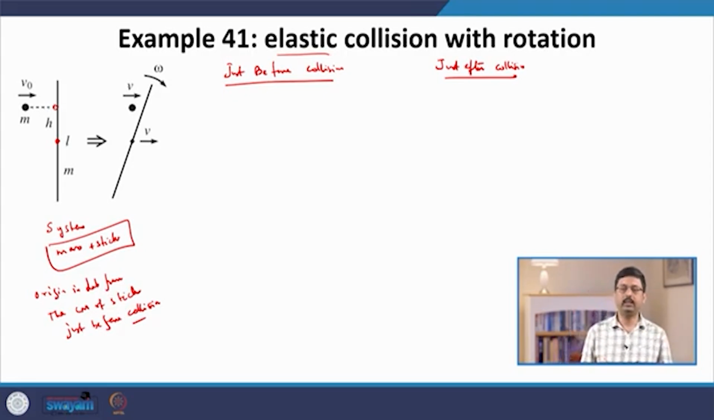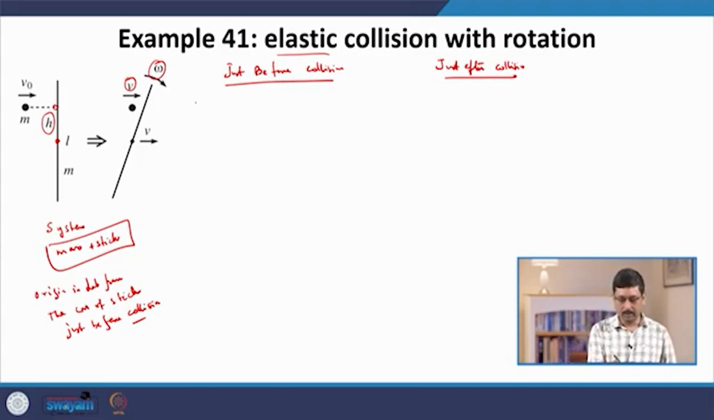So these are the three laws that we are going to use to analyze the problem. Note that there are three unknowns in this problem: h, where the mass is going to hit, the velocity v after the collision, and the rotational angular speed omega of the stick after the collision.